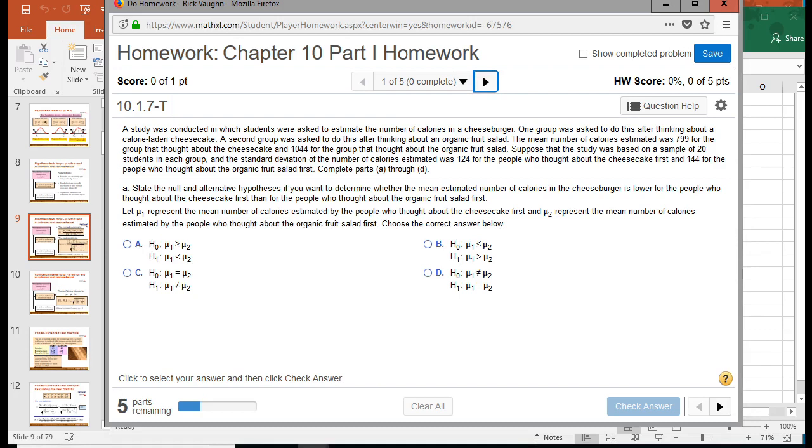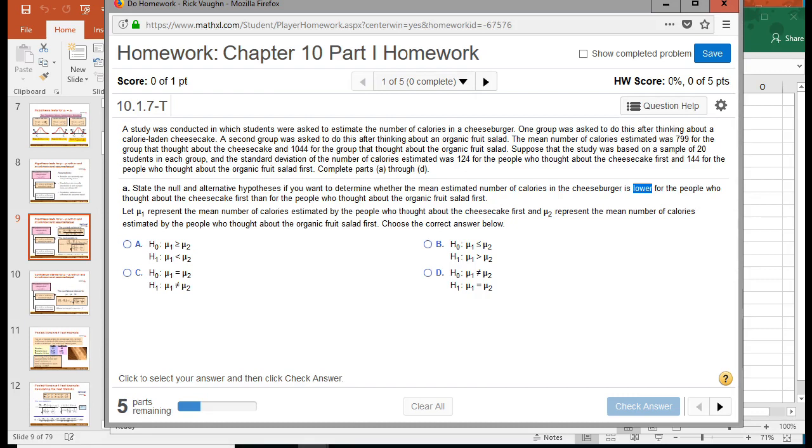Now we're going to state the null and alternative hypotheses. We want to determine whether the mean estimated number of calories is lower for the people who thought about the cheesecake first than for the people who thought about the organic fruit salad. The keyword here is lower. We're going to be looking at a one-tailed test where we want the mean of group 1 to be lower in the alternative hypothesis. The alternative hypothesis is always the side that does not have the equal sign. The equal sign is on the null hypothesis side.